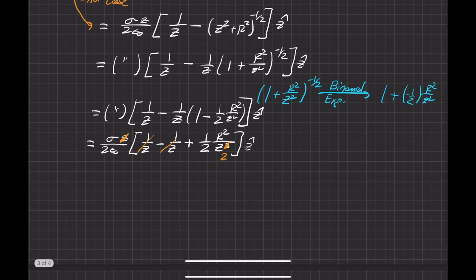Next, let's explicitly write all this down. We'll have sigma over 2 epsilon naught times 1/2 R squared over Z squared, pointing in the Z hat direction.